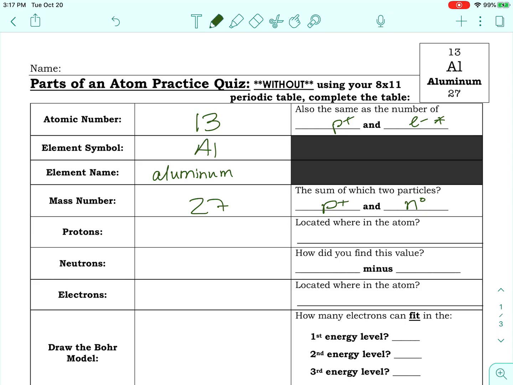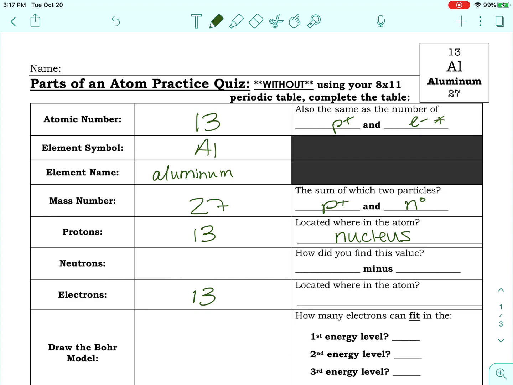Speaking of protons, we just said earlier that the protons are the same as the atomic number. So that means that the protons are 13. And then so are the electrons, because that's what we said earlier, that the protons and the electrons are the same as the atomic number. Where are the protons located? The protons are located in the nucleus, along with the neutrons. So the protons and the neutrons are both located in the nucleus. Okay.